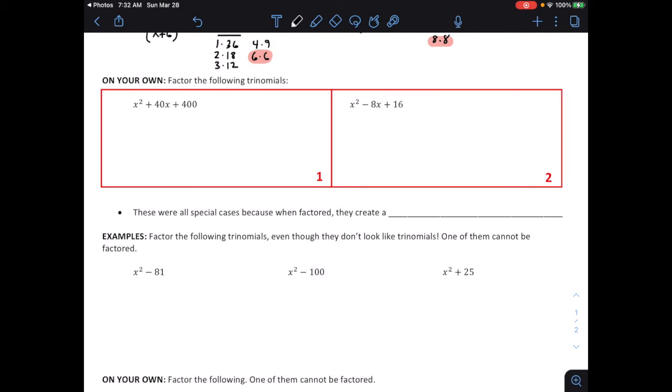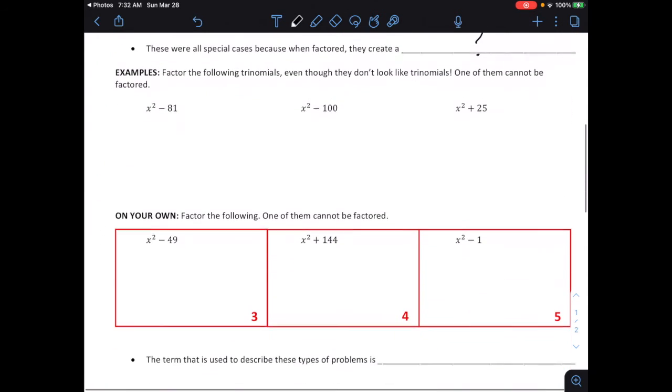All right. I'm trying to figure out what goes in this blank here. These were all special cases because when factored, they create a... I wonder what the teacher who made this intended. I'm going to put a question mark in there because I don't know for sure. I don't know what was intended for that. Well, let's just ignore that.